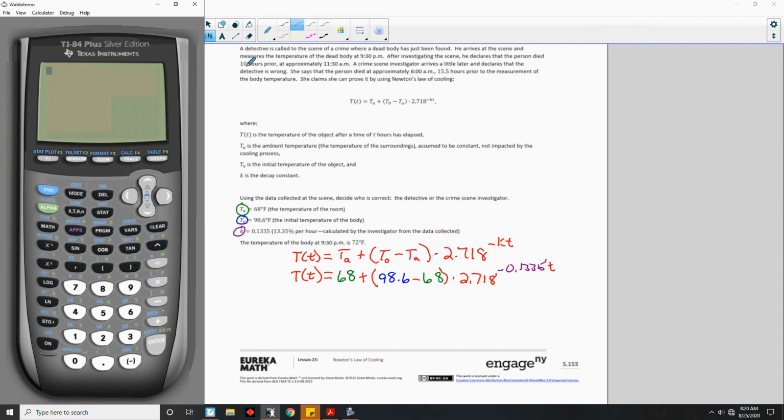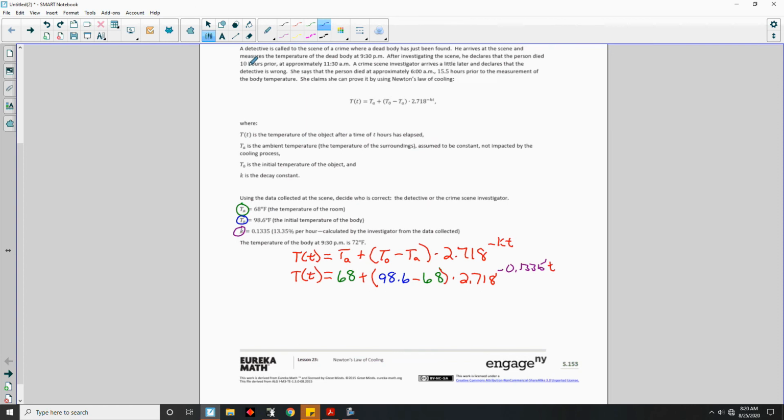So we have discrepancies. The detective says the body died 10 hours prior. And then the crime scene investigator comes along and says, no, it's 15.5 hours.